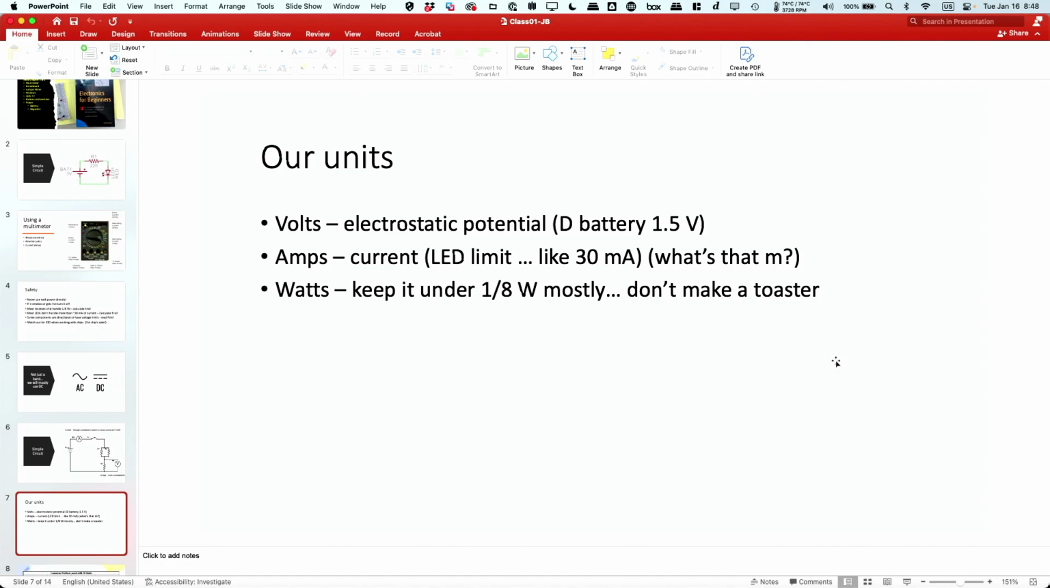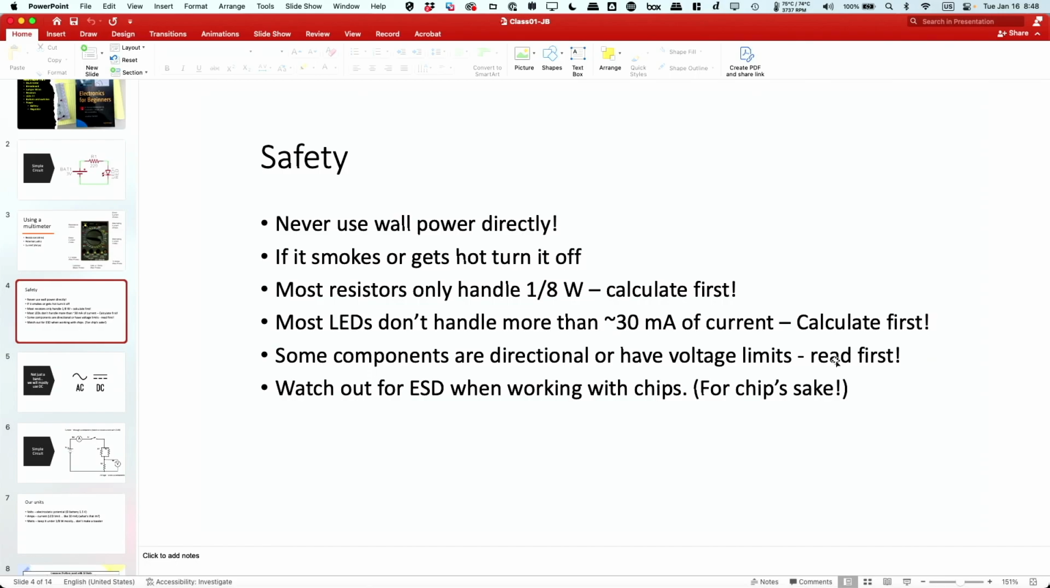Okay. So, you want to go back up to the safety stuff, just real quick? Yeah, there we go. Okay. Never use the wall power. If it smokes, turn it off. You've done something wrong. All right? Calculate first. LEDs don't handle more than 30 mils. Calculate first. Some components have voltage limits. Read the, let's see, RTFM, always a good slogan. What does RTFM stand for?